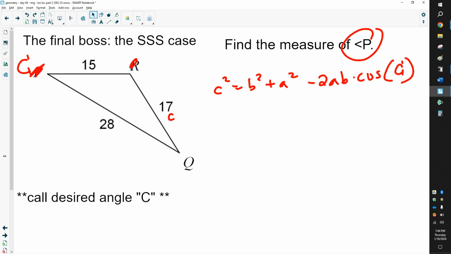That makes R A or B, and then Q B or A, and then the other numbers over here, the opposites of A and B. And we plug everything in and we solve for C. Easier said than done, but let's go ahead and start by putting in our numbers in the appropriate places. Again, A and B are just interchangeable, as you can see by the commutative property.